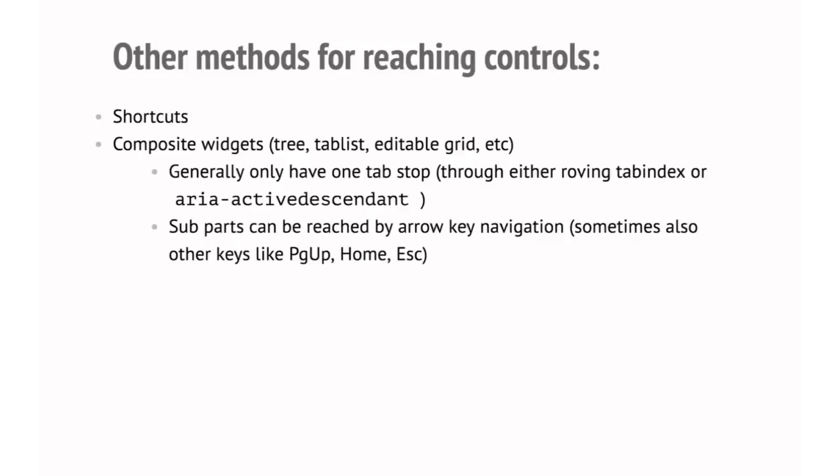There are some other methods you can use for reaching controls, like shortcuts. Of course, there are access keys. And there are also composite widgets like trees or tab lists or grids, which are larger widgets that consist of smaller parts that are individually focusable. And these composite widgets generally are managed in one of two ways. You can either have a roving tab index or an aria-activedescendant attribute. And I'll give a little demo of both to show what that means.